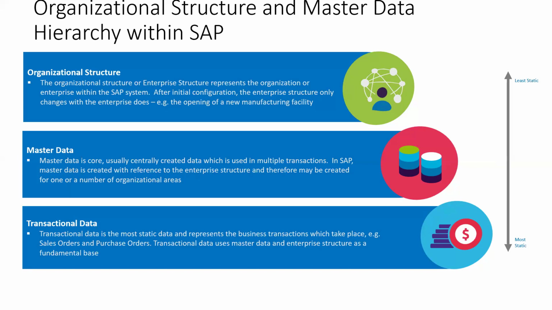And in order to post any kind of transaction, you need to have these details available in the system: organization and master data. Without these details, you will not be able to post a single transaction. You take any transaction, these two details are mandatory. Without these two details, you will not be able to post that transaction.